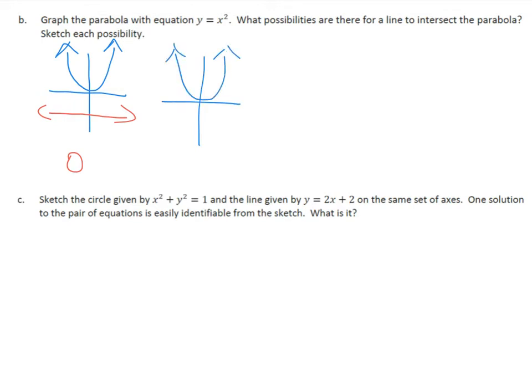Another possibility is, just like with our circle, that the line is tangent to the parabola. And since it's tangent, it means it's going to hit it once. Another possibility is if the line is parallel to the axis of symmetry, which means it's going to hit it at one point again.